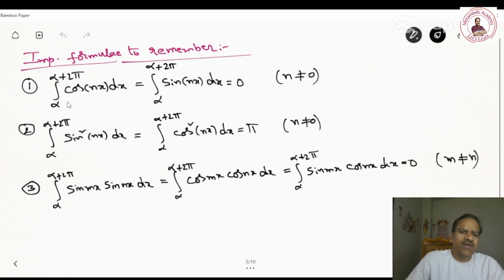The integrals from alpha to alpha plus 2 pi of cos nx dx and of sin nx dx are both 0, provided n is not equal to 0. Remember, if n is equal to 0, cos 0 is 1, and in that case the integral value becomes 2 pi. If n is 0, sin 0 is 0, and in that case the integral value also becomes 0. So only the cosine integral differs when n is 0.